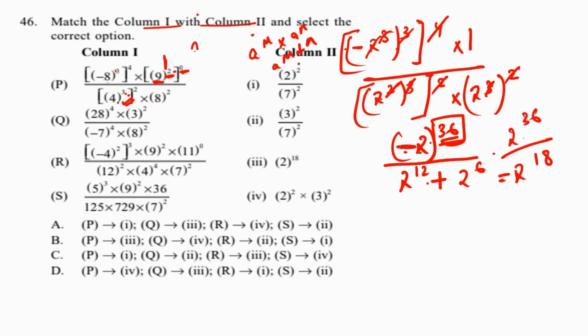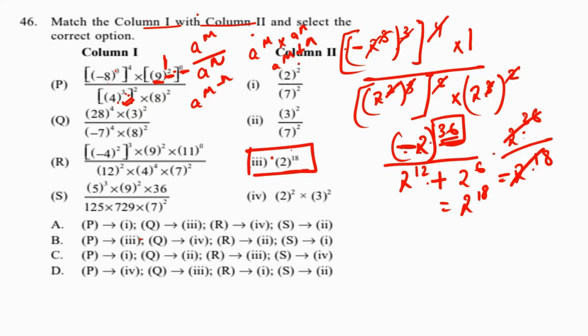Now, again, the second law of exponents: a to the power m divided by a to the power n is the subtraction of the exponents. So 36 minus 18, the whole thing would be 2 raised to 18, which we have in the third one. So P is paired up with 3. Now, if we look into the probable answers, P3 is the only option, so the rest are not required. We can simply mark B as the answer.